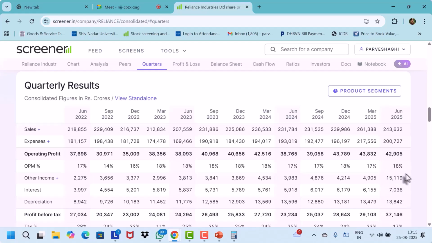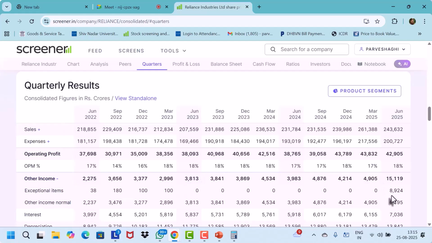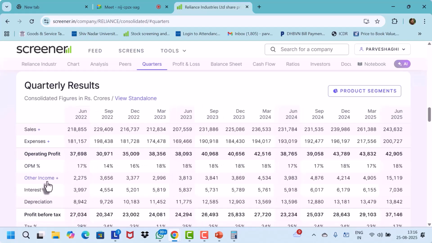How much? 8,924 crores. Exceptional income. Exceptional item. 8,900. Okay. Can you see that? Now, what is this exceptional income? Yes, of course, sir. If you just go through, you'll see that Reliance has sold a lot of shares of Asian Paints. It had a lot of investment in Asian Paints, which is India's largest paint company, and earned a lot of money by selling those shares. So this is a one-time income which has boosted the company's profit this quarter.